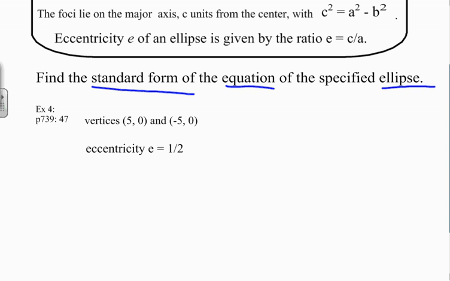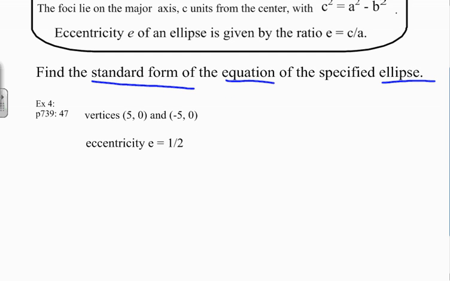Now, eccentricity is the ratio to show how much of an oval or non-circle the ellipse actually is. The closer it is to 1, the more oval shaped it will be. The closer it is to 0, the more circular it will be. Well, without further ado, let's find this out.